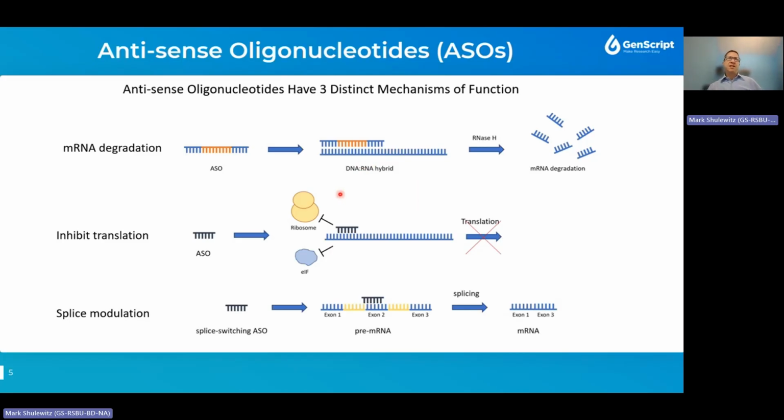A second way in which antisense oligos work is also by binding directly to RNA. However, instead of triggering degradation, these antisense oligos block the binding of ribosomes or initiation factors, thereby preventing translation of disease-causing proteins. Finally, some diseases are caused by mutations that create a premature stop codon or result in incorrect splicing that result in truncated inactive protein. And in some of these cases, antisense oligos can modulate splicing and restore a functional version of the protein. This is shown in more detail on the next slide.